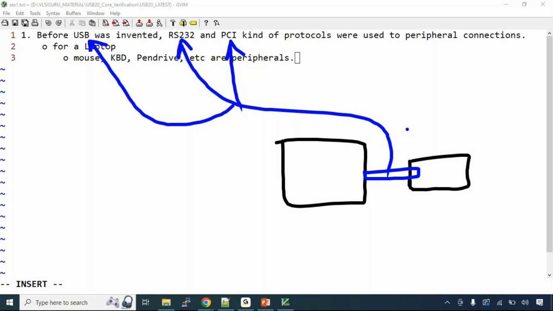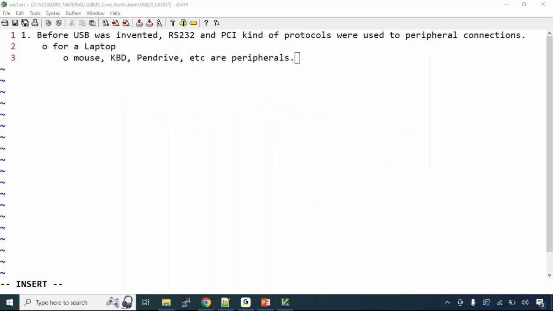There could be many such protocols which could be used to implement communication between your host and the device, the two components. You want to connect a peripheral into a system. So what are the different ways? Earlier we had two types of protocol, RS-232 and PCI. Later they invented USB.